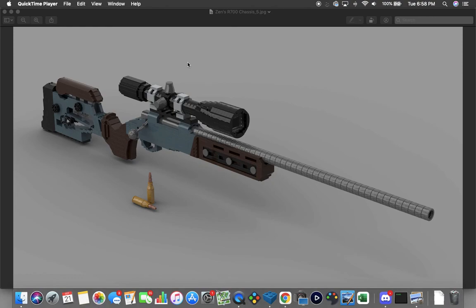Today we're going to be taking a look at Zin's R700 Furiosa chassis. Few shout outs to get out of the way before we continue any further. This is a model based off of an in real life creation by Zin. He goes by quite a few different names. His actual name is Trey. He's one of the moderators of the channel. Pretty cool dude. One of the more talented LEGO builders when it comes to mechanisms and things like that.